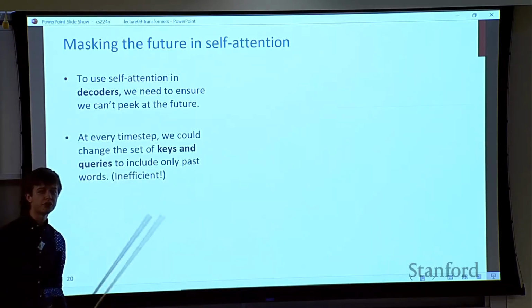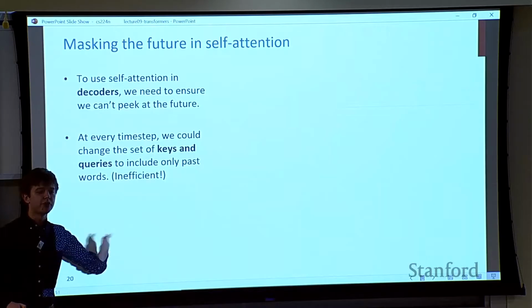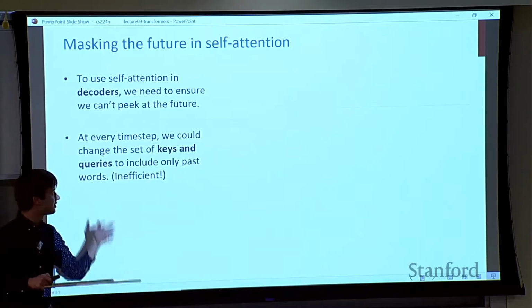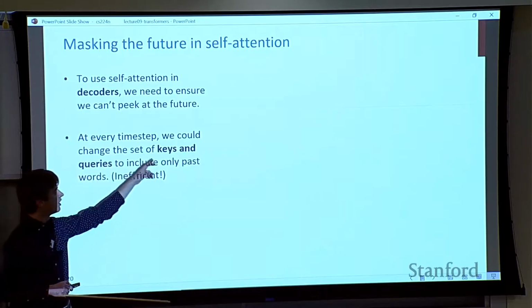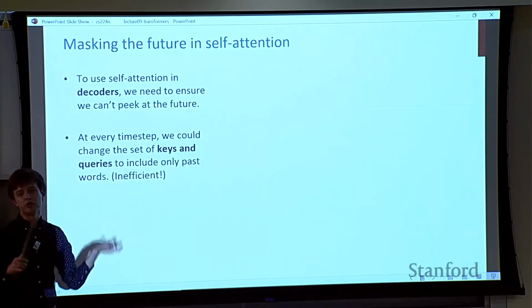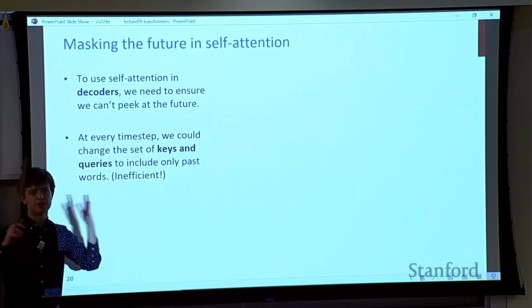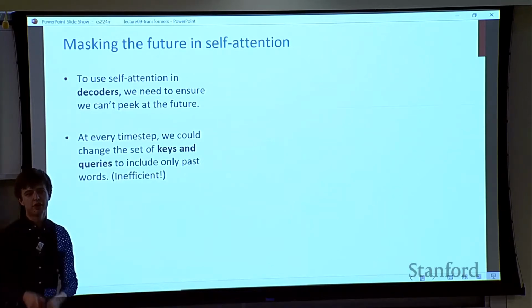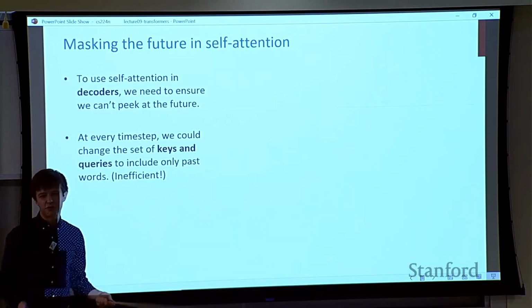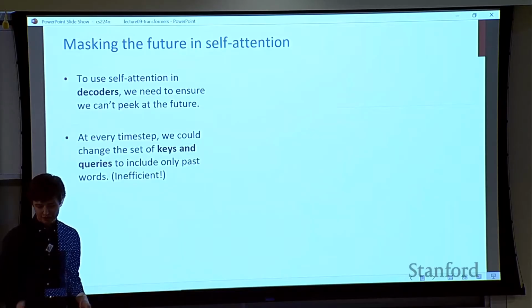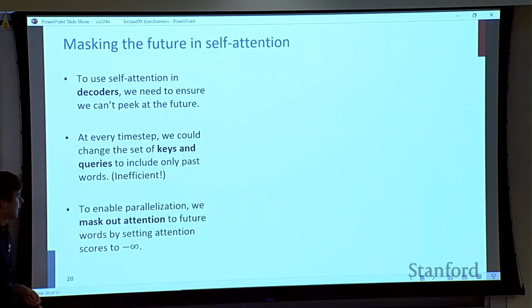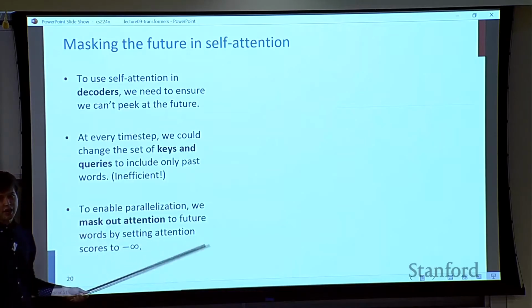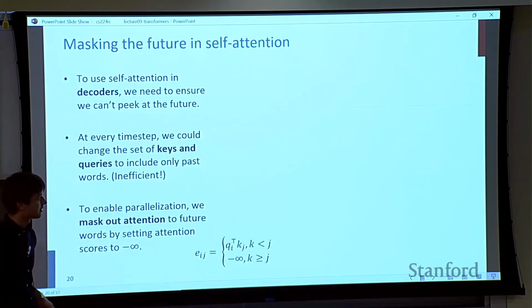One thing that you could do is, every time you compute attention, you change the set of keys and values to only include past words. So you're dynamically changing the stuff that you're attending over. But that doesn't let us do stuff with tensors as well as parallelizability, as we will see. So we don't want to do that. Instead, we're going to mask out the future words through the attention weights themselves.